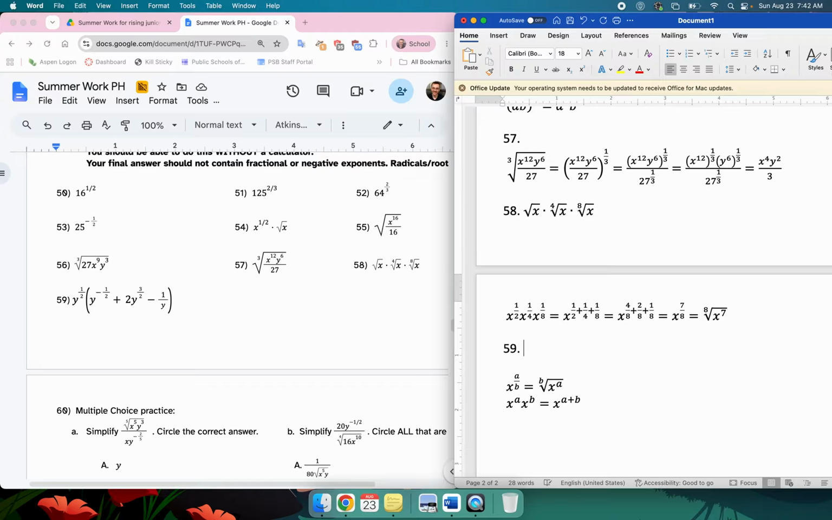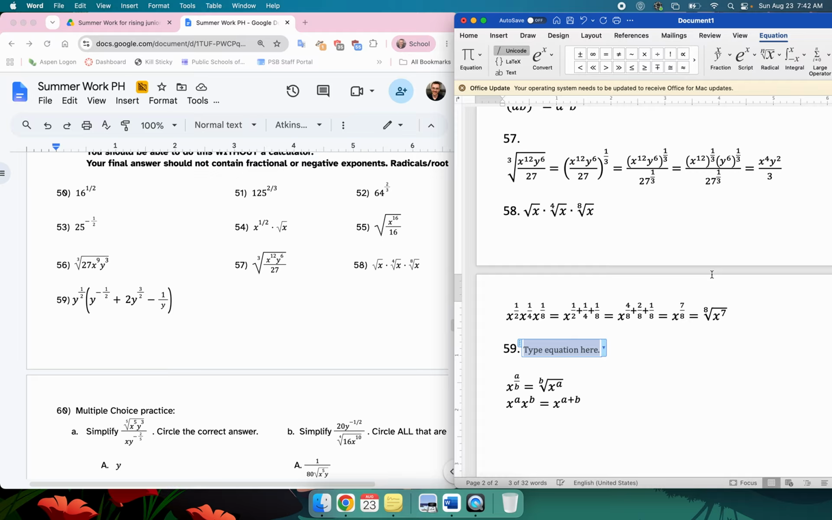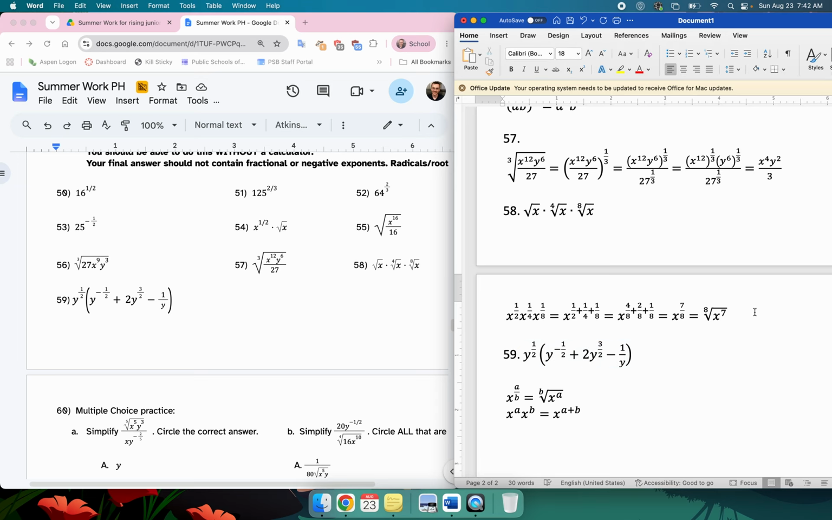59, I know people are going to look up the answer to this one. I remember this problem, and people always have trouble with it. So it's y to the 1/2 times y to the negative 1/2 plus 2y to the 3/2 minus 1 over y. Yeah, it's a hard problem.